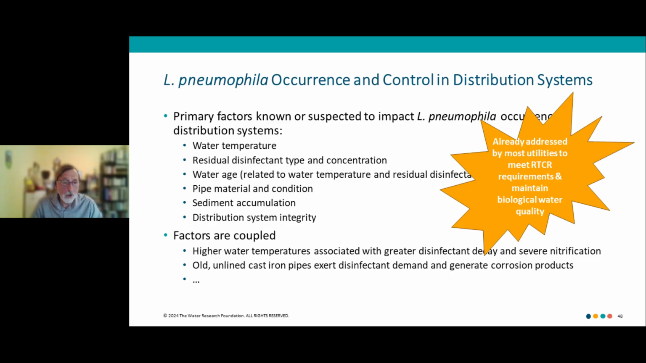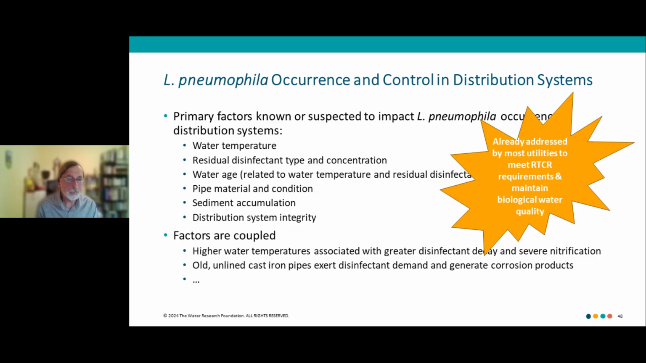And these factors are all coupled. For example, high water temperature is associated with greater disinfectant decay and severe nitrification. So you have to think about the water temperature and the residual disinfectant type and concentration as a package. And another example of this: old unlined cast iron pipes are going to exert a different disinfectant demand and generate corrosion products. So that factor is coupled with the residual disinfectant type and concentration and should be considered together in analysis.